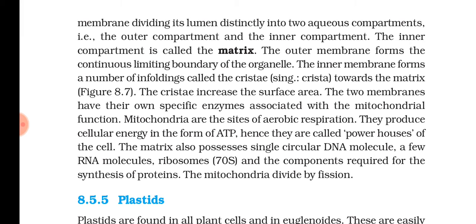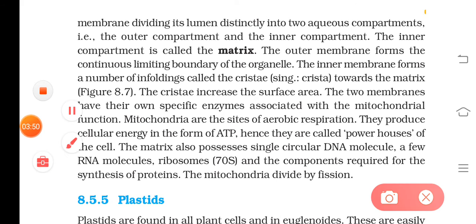Actually, DNA will be present in the nucleus. So in addition to the nuclear DNA, mitochondria is also having what? DNA, then RNA molecules and ribosomes. And the ribosomes, you see, are of 70S. 70S ribosomes are the characteristic feature of what? Prokaryotes, isn't it? So prokaryotic ribosomes are present in the mitochondria, not the eukaryotic ones. Is it clear?